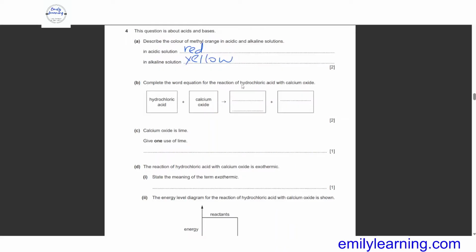Next, complete the word equation for the reaction between hydrochloric acid with calcium oxide. So hydrochloric acid plus calcium oxide: this is an acid, and calcium oxide is a base. So acid plus base, you get salt and water. The salt you get is calcium chloride. And because you have acid and base, you'll get water being formed. So you have calcium chloride and water being formed.